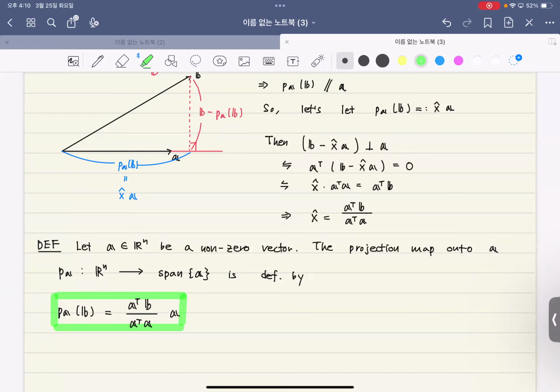Just one more thing to add. This map is linear. Clearly, this is a linear map, right? Because this map was defined by using the inner product, and the inner product was linear. So this is clearly a linear map.